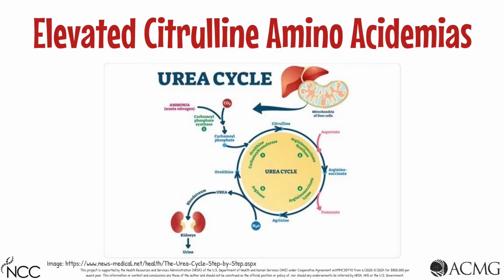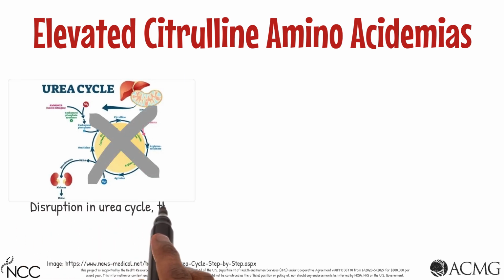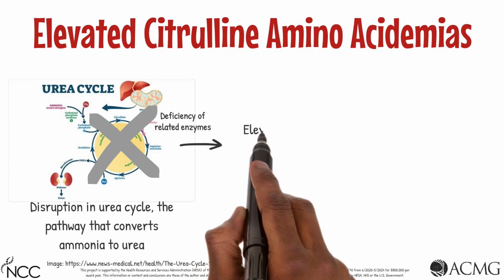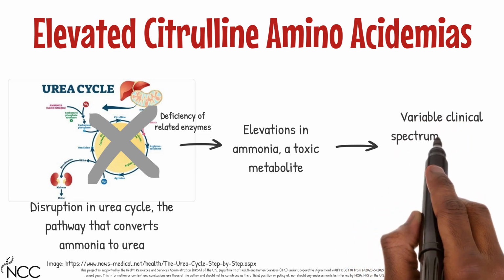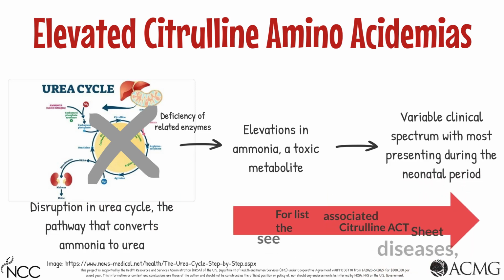Elevated citrulline is associated with a group of amino acid disorders caused by one of several defects affecting the urea cycle, the pathway that converts ammonia into urea. Each of the disorders is caused by a deficiency of the related enzyme. In these disorders, ammonia, a toxic metabolite, accumulates and leads to variable clinical presentations. The clinical spectrum of these disorders is vast, though all are likely to present in the neonatal period.